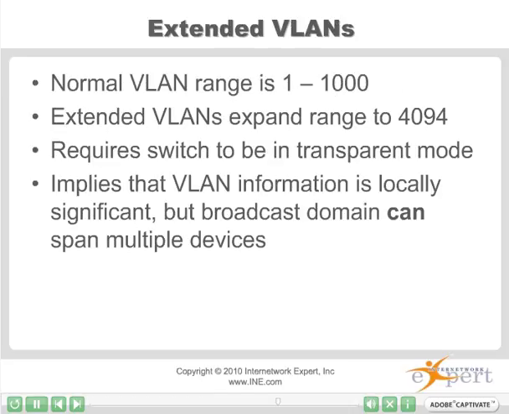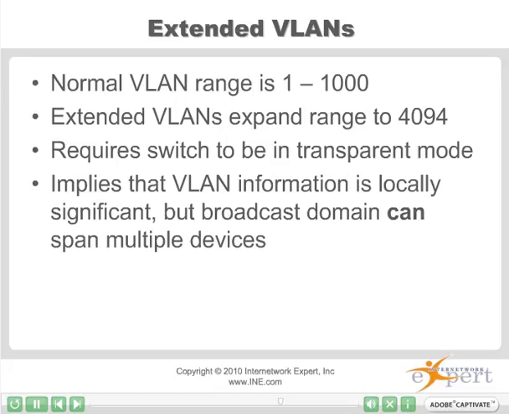Now, one of the things you'll come across as you're studying for the lab in this area is that we have a normal range of VLANs, 1 to 1,000, and if you need more VLANs, you can use what's called the extended VLAN range. For VTP versions 1 and 2, you need to be in transparent mode in order to use these extended range VLANs. With VTP version 3, you can indeed use these extended ranges.